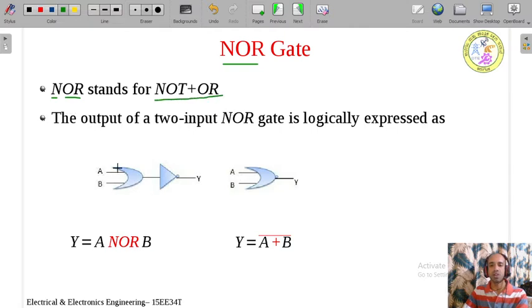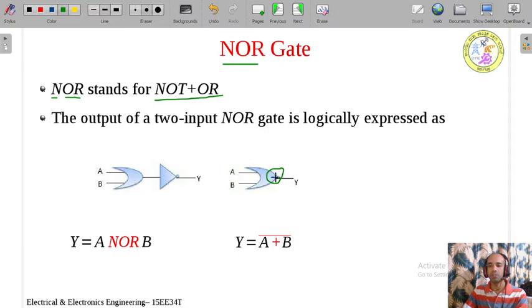You can observe here, the OR gate is there. To the output of the OR gate, I am going to add one inverter or one NOT gate. So this forms a NOR gate. So how to represent the NOR gate here? You write the OR gate and add one bubble here. This is nothing but the bubble that we have added. By adding this bubble, I can represent the entire gate as a NOR gate.